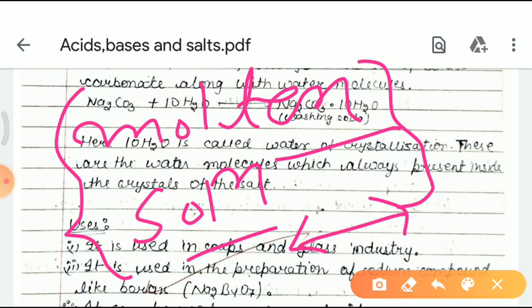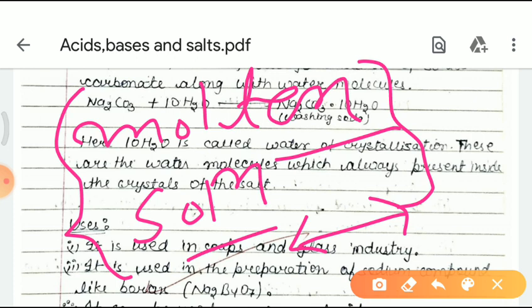तो ऐसे water molecules जो किसी भी क्रिस्टल के क्रिस्टलाइजेशन में या किसी भी साल्ट की क्रिस्टलाइजेशन में हेल्प करते हैं, उनको हम क्या बोलते हैं? वाटर ऑफ क्रिस्टलाइजेशन बोलते हैं. So how can this water of crystallization be defined? That the water molecules which are used in the process of crystallization by which a salt is formed.